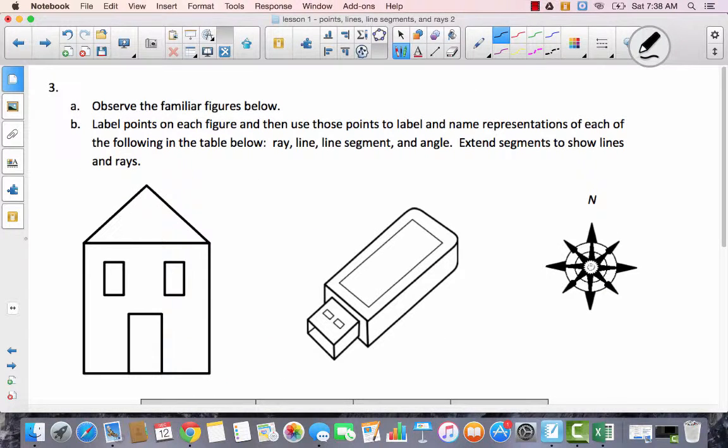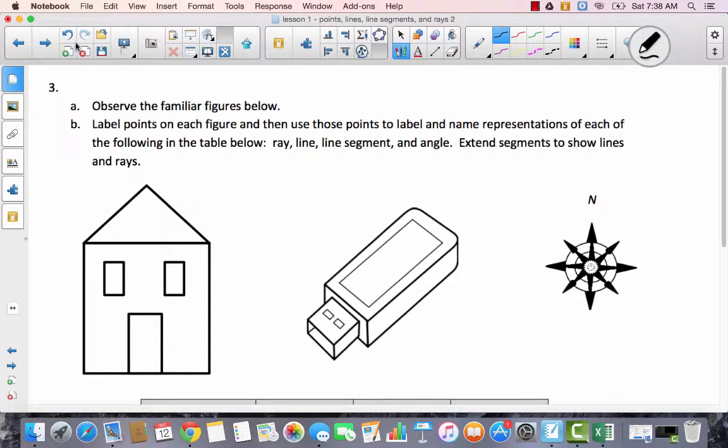On the back, observe the familiar figures below. Label points on each figure and then use those points to label and name representations of each of the following in the table below: ray, line, line segment, and angle. Extend segments to show lines and rays.